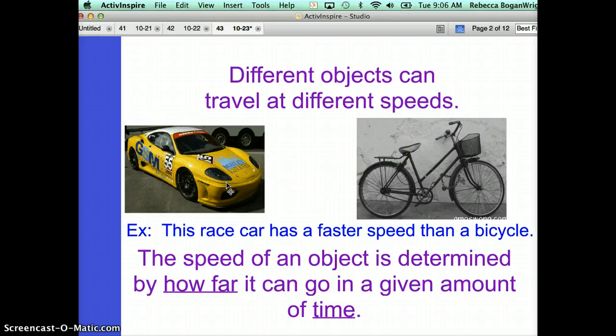This is a race car, and obviously it has a faster speed than a bicycle. And if we're talking about speed of an object, the speed of an object is determined by how far it can go in a given amount of time. So let's say we gave both of these objects 10 seconds. The race car would travel more distance than a bicycle would, making this race car have a faster speed because it covers more distance but in the same amount of time. The speed of an object is determined by how far it can go in a given amount of time.